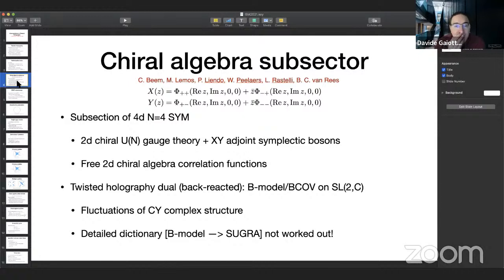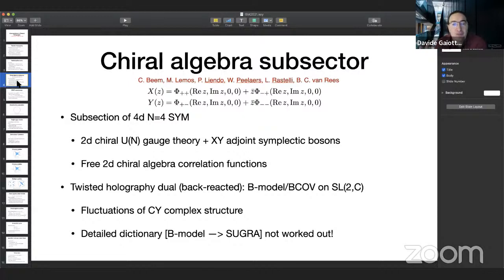Concretely, what are you doing? You take 4 of the scalar fields of N=4 super Yang-Mills. I denote them as phi plus minus plus minus. You restrict them to live on a plane, but you also take position-dependent linear combinations of these scalar fields in such a way that their Green's function becomes holomorphic.